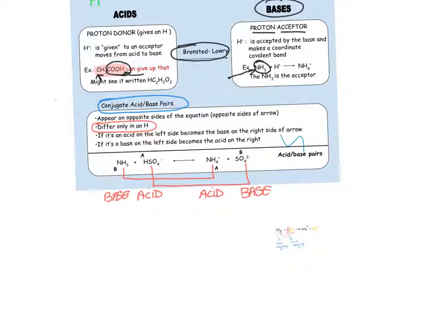Let's try, I'm going to go to a different slide and we'll try one together. Oh, while I was away, I learned how to flip the frame so that I have more space to write. Okay, let's see. Let's do HCl plus H2O yields H3O plus and Cl minus. And let's see if we can find the conjugate acid-base pairs.